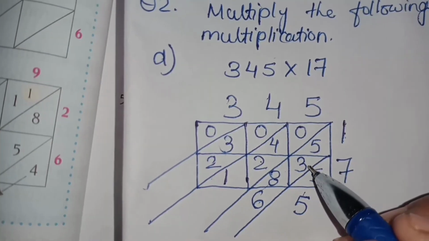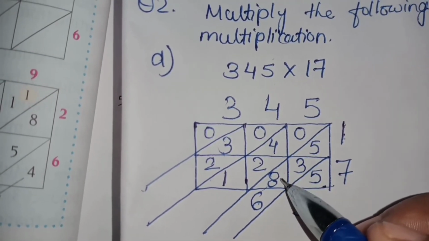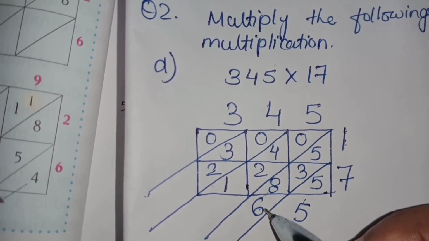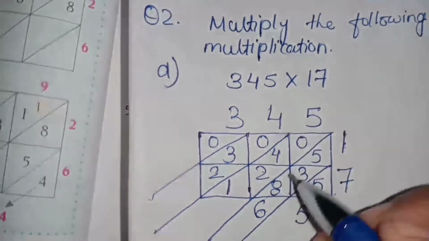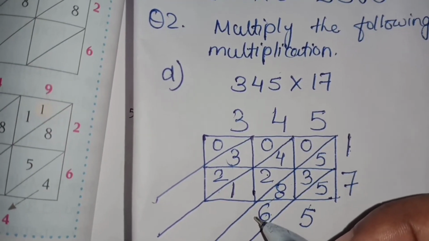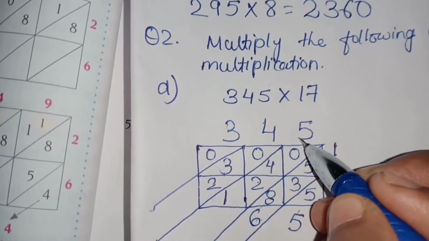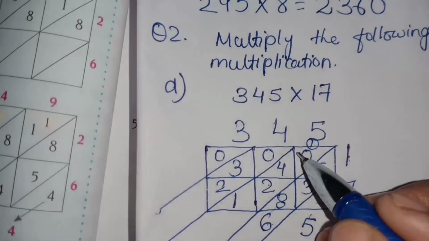See, 5 plus 3 is 8. 8 plus 8 is 16. So 6 we will write here, and 1 we will give as carry. Don't write 16 here. You have to give carry. So I have given 1 as carry. This one is the carry.